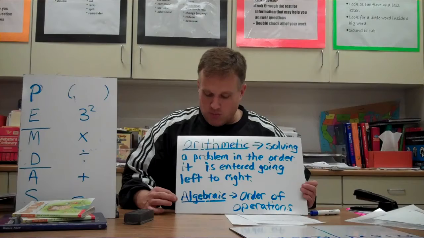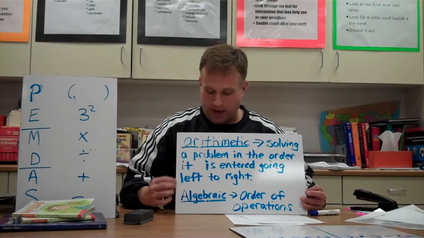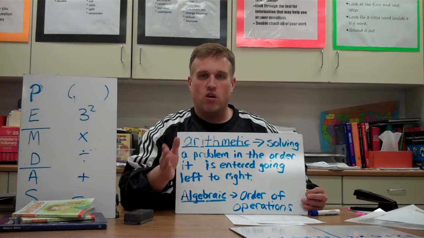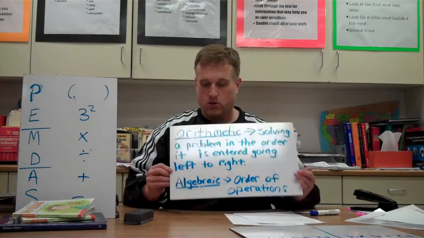Okay? Algebraic way is using the order of operations, which is what we've been working on. Okay? But the arithmetic way, you just solve it going left to right, no matter what operation comes first. Okay?